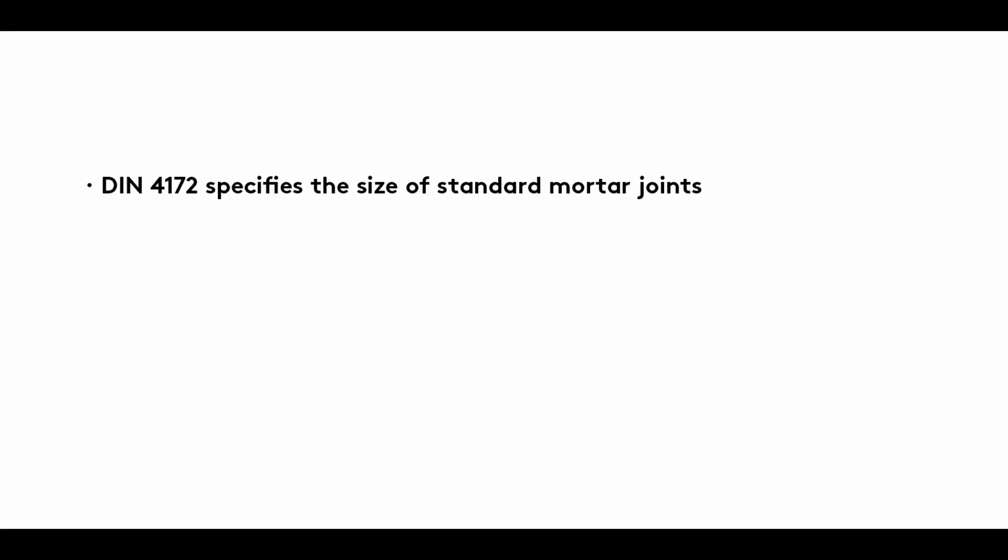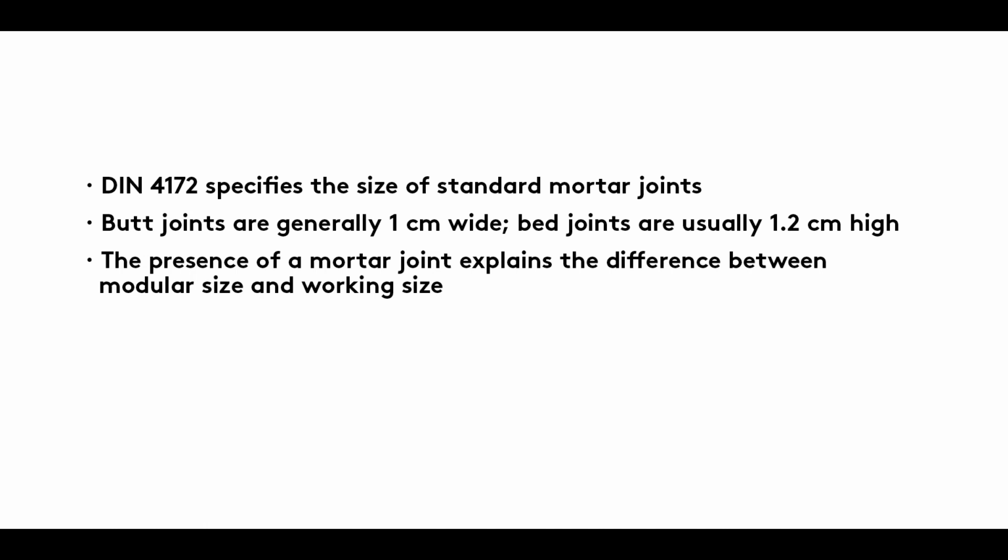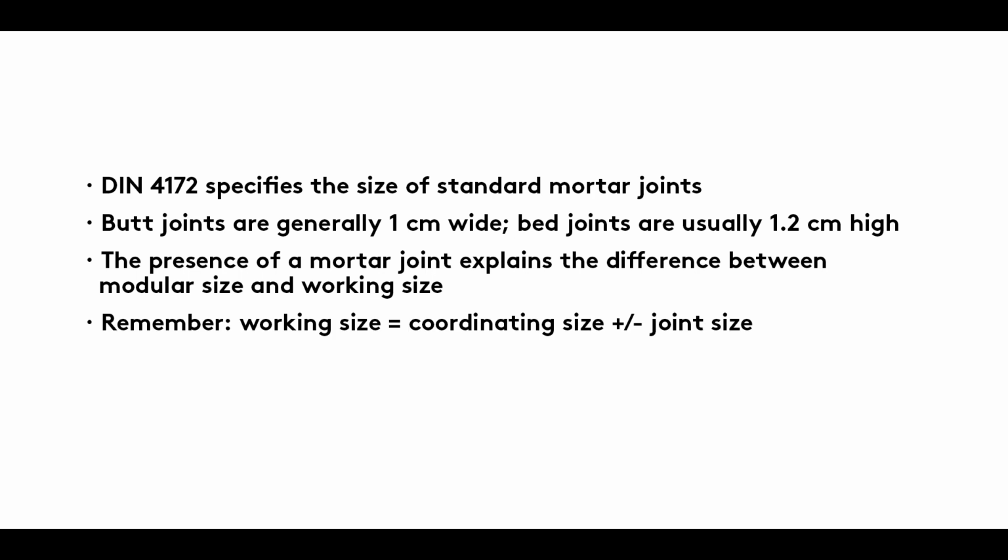Summary. DIN 4172 specifies the size of standard mortar joints. Butt joints are generally 1 centimeter wide, bed joints are usually 1.2 centimeters high. The presence of a mortar joint explains the difference between modular size and working size. Remember, working size equals coordinating size plus minus joint size.